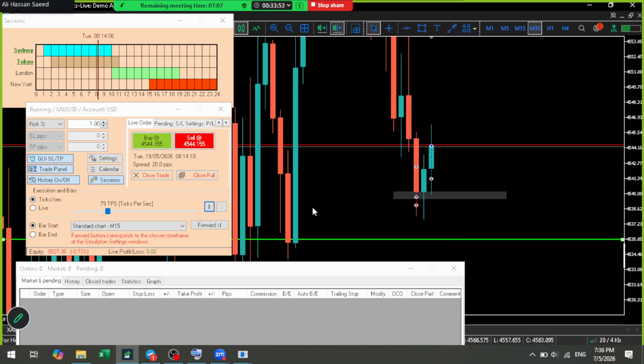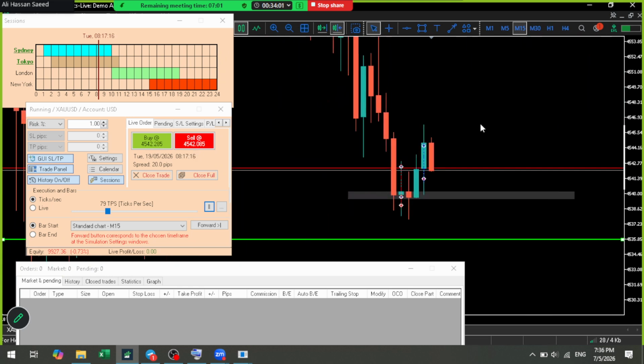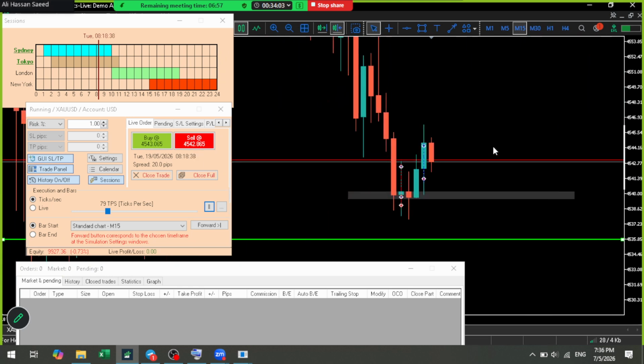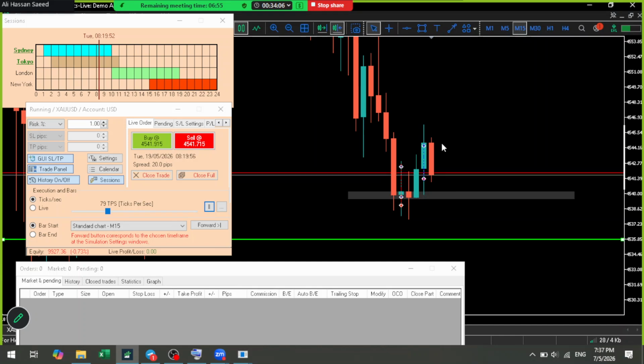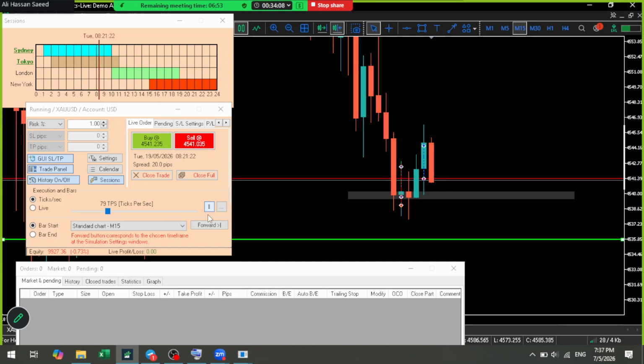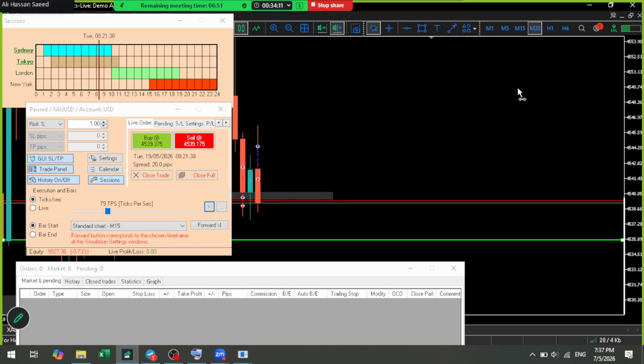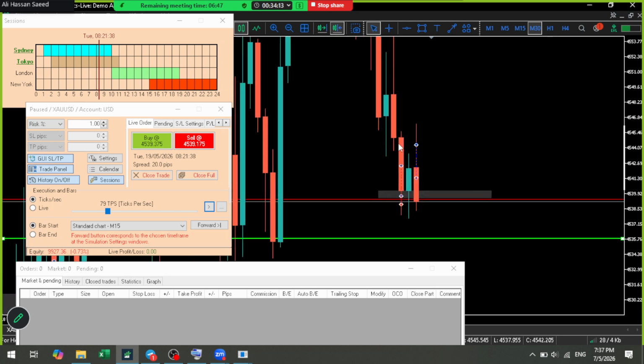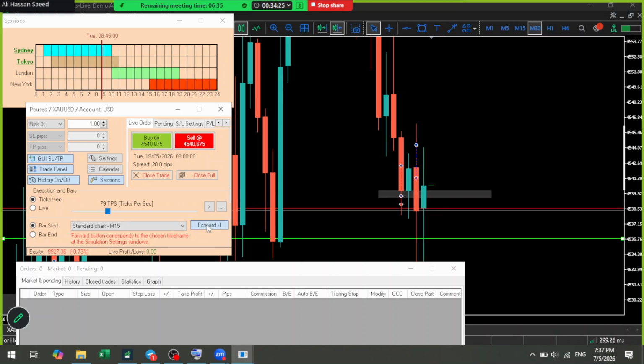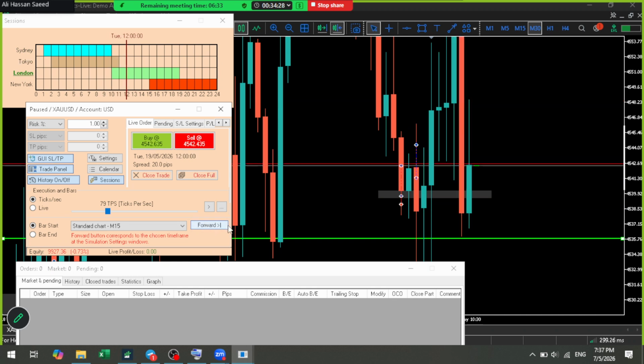So the idea was valid, but the entry was not, and the timing was not perfect. The 15 minutes just closed, wick down, and break its own high. But what are we doing here at this point? We should be off because we lost 2% in this day. 1% here, 1% there. Moving on to Wednesday.